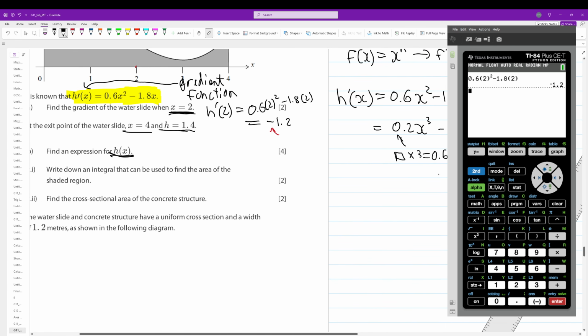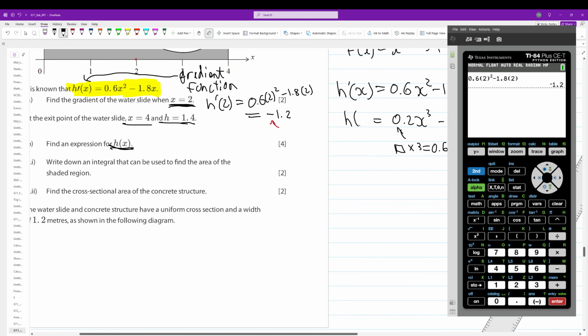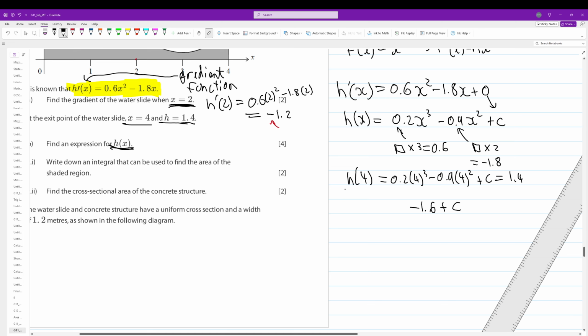Now, I can find the value of that number using the points that were given to me. h of 4: 0.2 times 4 cubed, minus 0.9 times 4 squared, add c, is equal to 1.4. If I do that on my calculator, I get negative 1.6. Sorry, I realise I'm hiding this behind my calculator. Negative 1.6 add c is equal to 1.4.